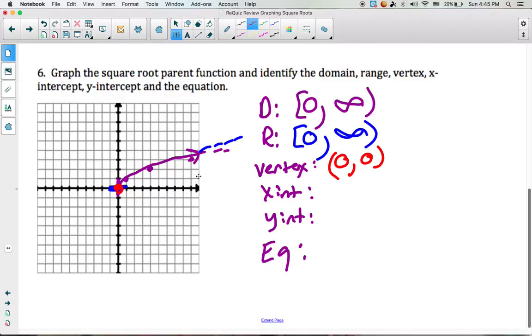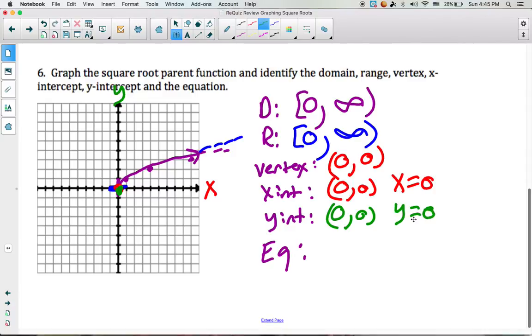The x-intercept is where the graph crosses the x-axis, so if you just go to your x-axis, it crosses right there at 0. So you can put the point 0, 0, or you could put x equals 0. Either one of those will be accepted. For the y-intercept, it's where the graph crosses the y-axis. So here's the y-axis, and you just go down till you see where the graph is. It's right here at this point, which is, again, 0, 0. Or you could put y equals 0.